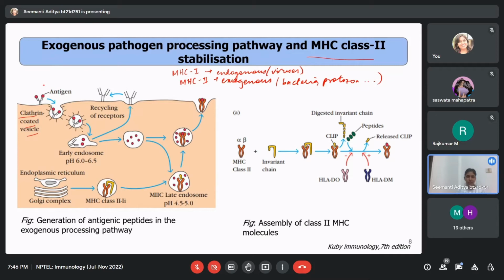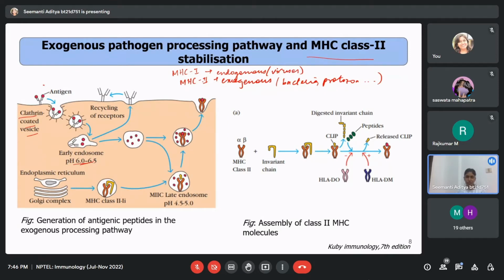This clathrin coated vesicle will then fuse with an endosome to become an acidic vesicle whose pH will be around 6 to 6.5. And in this endosome, the antigen will be broken down into smaller pieces. So the antigen is cleaved and processed into smaller pieces. Here the antigenic receptor will be recycled, and again it will be expressed on the surface of your cells, the antigen presenting cells.